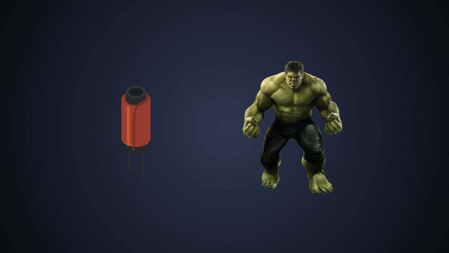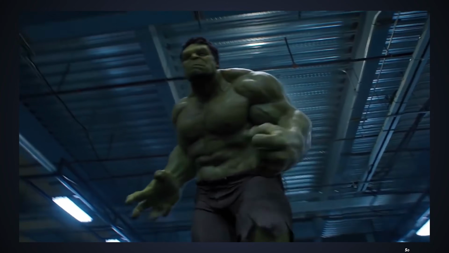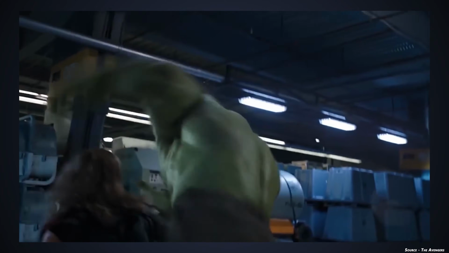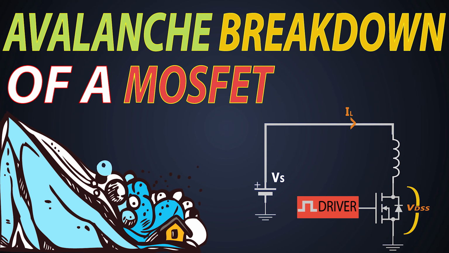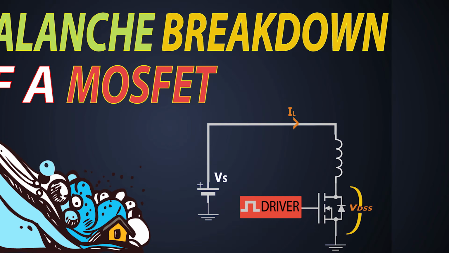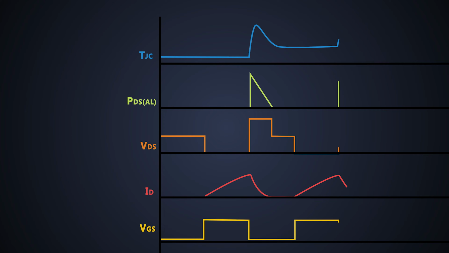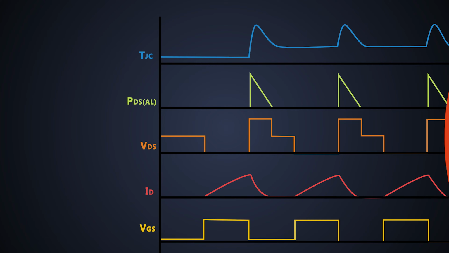Inductor is like Hulk. It has very good application, but it is very hard to control. Last time we saw different modes by which the avalanche breakdown occurs in a MOSFET due to this inductor. This time we'll see the avalanche ruggedness. There are two types of avalanche ruggedness that occur in a MOSFET circuitry. Let's see those in this video.